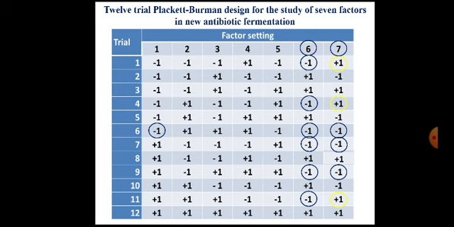This is how the justification is given. This is the typical characteristic of the Plackett-Burman design. This helps us to understand that all the possible combinations of all the factors with different factor settings are put together in only 12 trials.